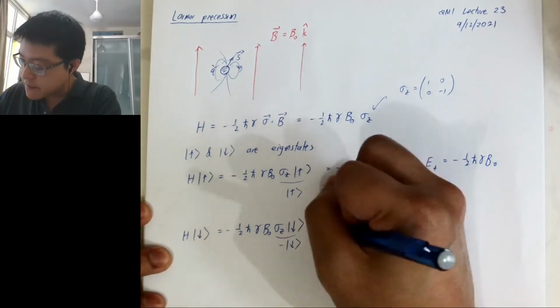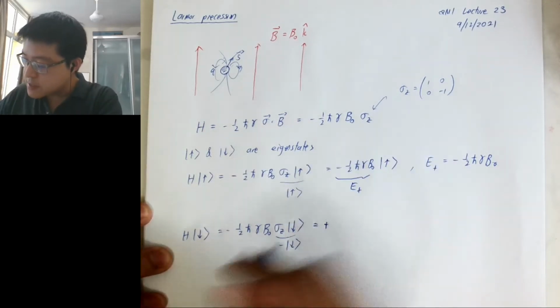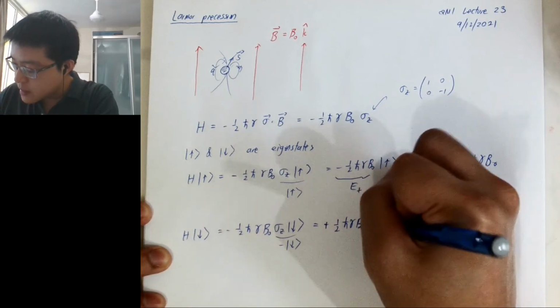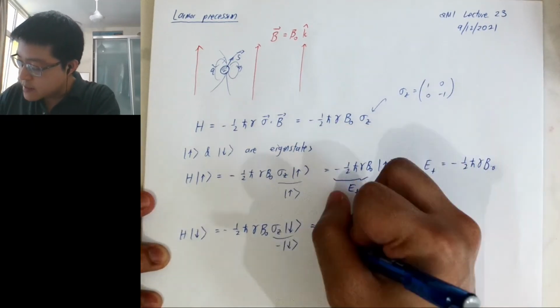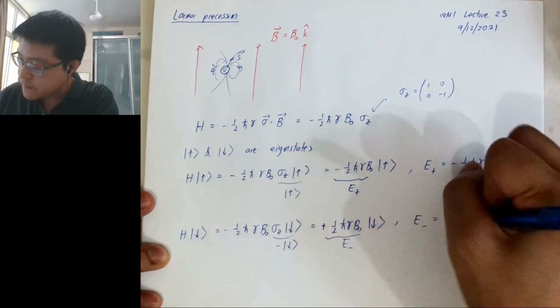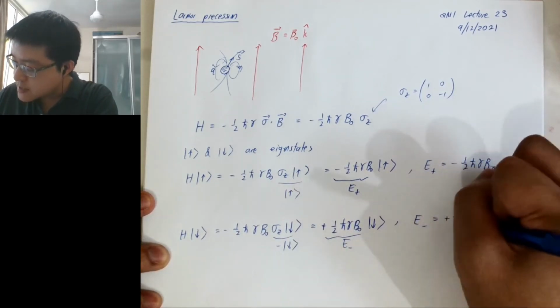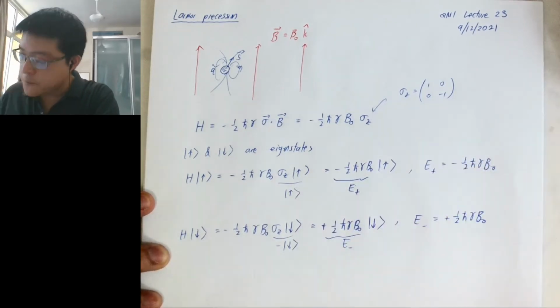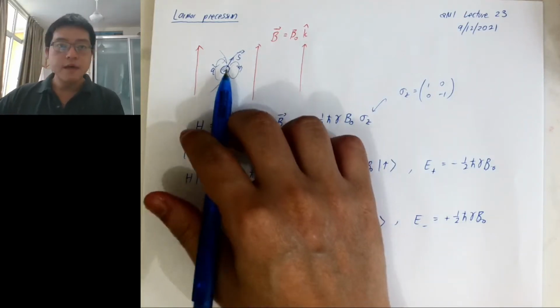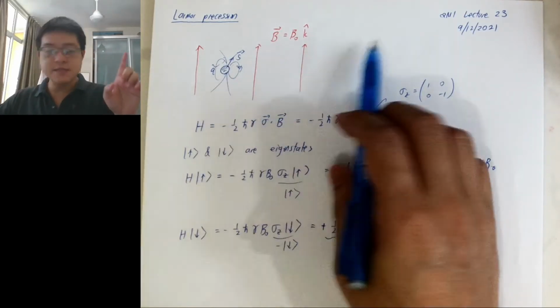So the eigenvalue that we got, minus minus becomes a plus. So I got half h bar gamma B0 spin down, and this is the eigenvalue. Let's call this E negative, and E negative is plus half h bar gamma B0. Okay, so these are the energy levels of the particle of a spin inside a magnetic field.